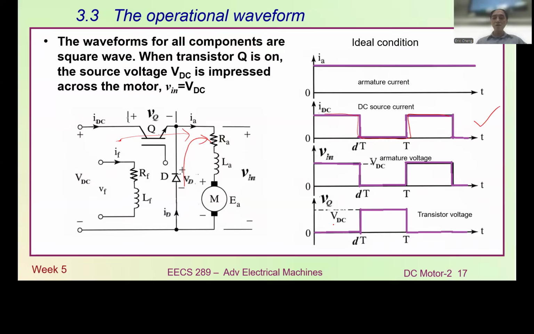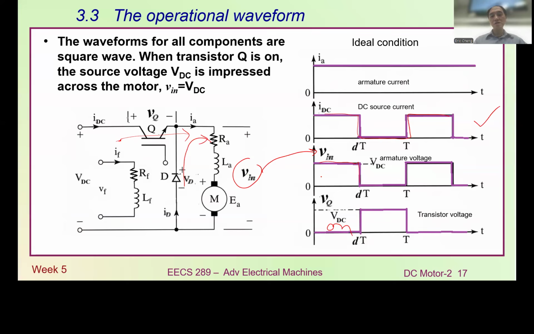voltage, because when the transistor is turned on, of course, there's no voltage across the transistor. When the transistor is turned off, because there's all the resistance in here, it therefore sees all the voltage. So that's why this voltage will become a square wave for the transistor voltage. And then for the armature input voltage, when we turn on, of course, that's voltage applied from the DC source to the motor.